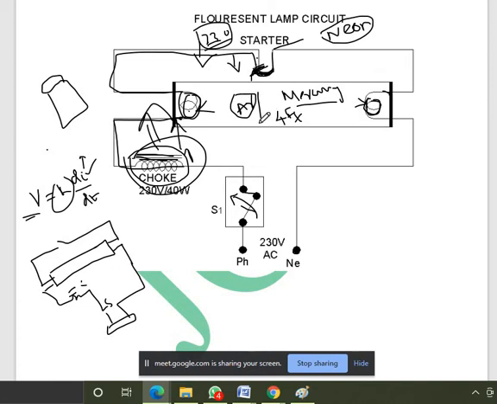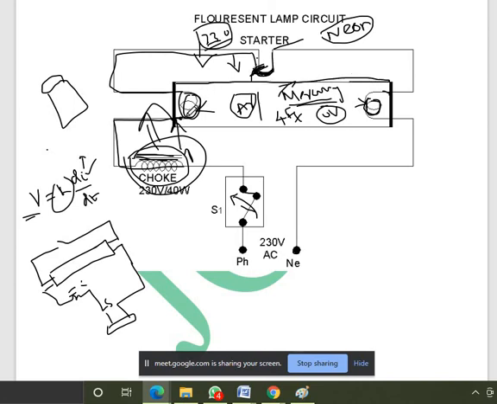At that time the huge voltage is available in the tube, so the argon gas accelerates and merges with mercury. It produces UV rays, and the UV rays strike the glass tube. The glass tube is covered with a phosphor coating, a white phosphor coating, because the tube light you see is white in color.